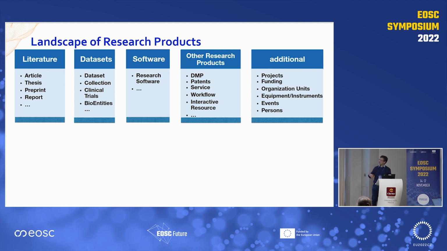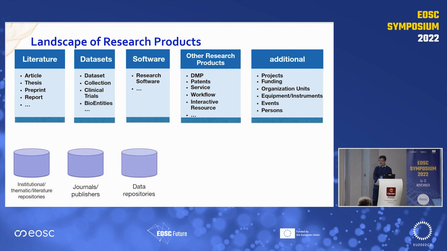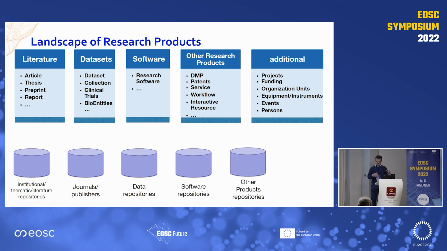What are the resource types that we found in repositories, and in which repositories did we find these resource types? Mostly institutional and thematic repositories, literature journal publishers, data repositories, of course, software repositories, other research product repositories, and the last one is CRIS systems, the current research information systems.